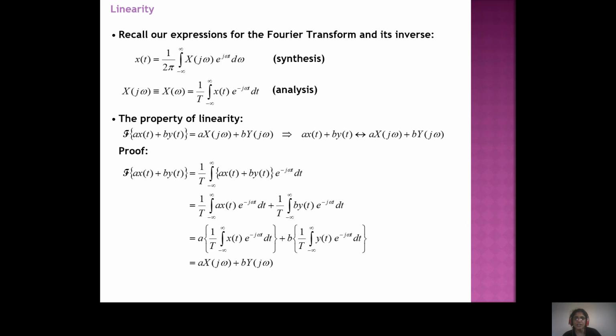We already know that 1 by T integral from minus infinity to infinity of x(t) e power minus j omega t dt is X(j omega). Same thing, 1 by T integral from minus infinity to infinity of y(t) e power minus j omega t dt is also Y(j omega). So we get the formula a X(j omega) plus b Y(j omega). So Fourier of a x(t) plus b y(t) is equal to a X(j omega) plus b Y(j omega). This is the linearity property.